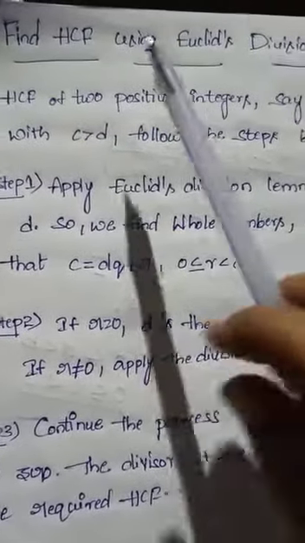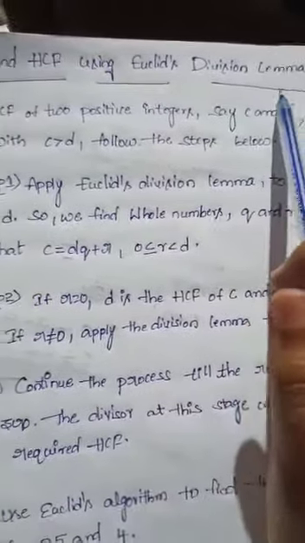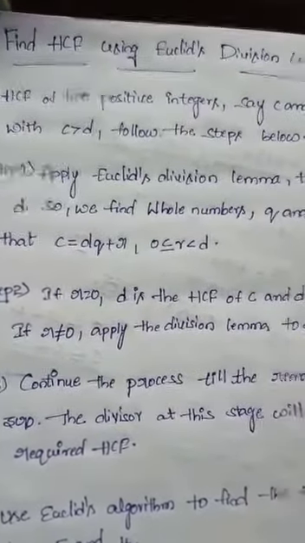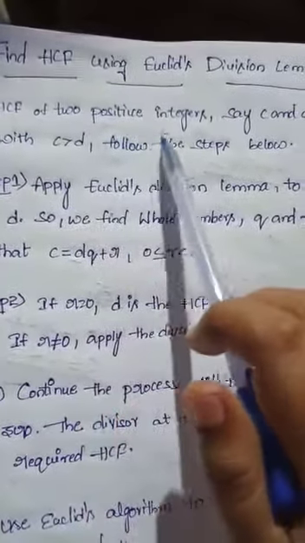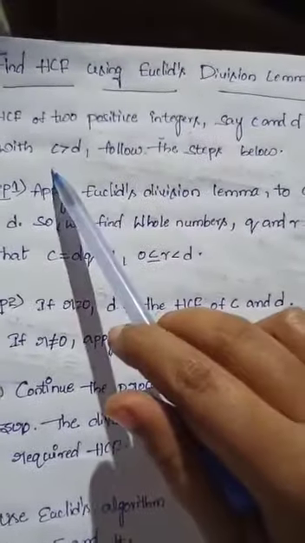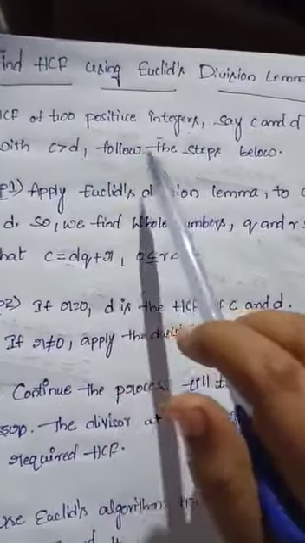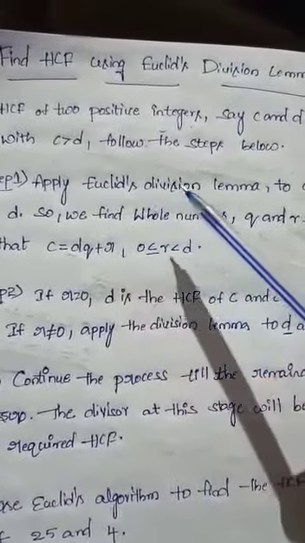Let's discuss. Find the HCF using Euclid's division lemma. HCF of two positive integers. Say C and D are positive integers. Here C is greater than D. Follow the steps below. First step, apply Euclid division lemma.